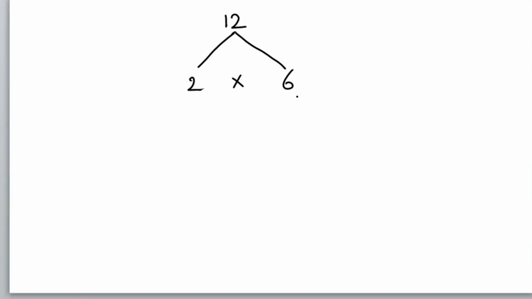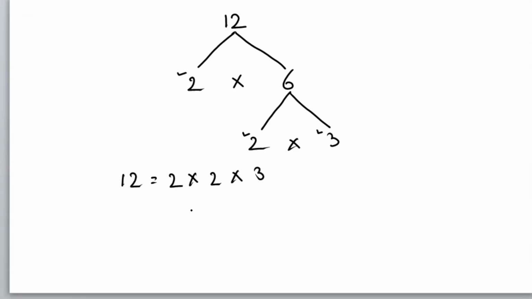6 is not a prime number. It means we can break it down. We'll make the branches of 6, and 2 times 3 is 6. Here also is a prime number. Here is also a prime number. It means we have to stop here. So what is the prime factorization of 12? 2 times 2 times 3. All the prime numbers will be the prime factorization of 12.